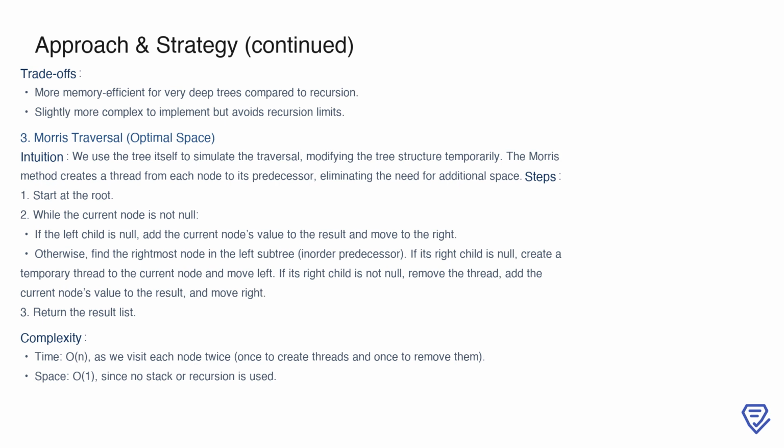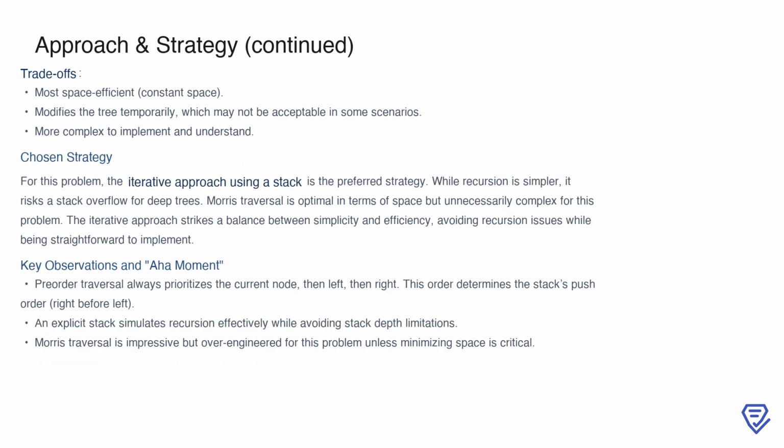This method ensures that we traverse the tree without using extra space, visiting each node twice, once to create the thread and once to process it. While its time complexity is O(n), its space complexity is O(1), making it highly efficient in terms of memory usage. Morris traversal achieves optimal space usage, but it comes with trade-offs.